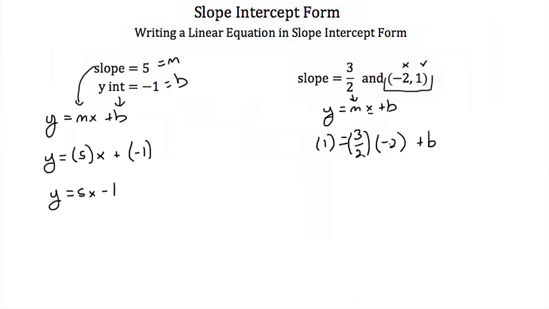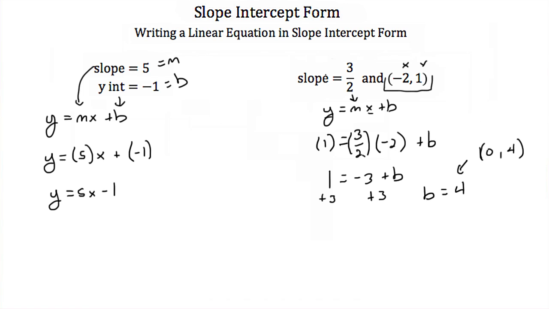Now 3/2 times -2 is -3, which is equal to 1. And we have our b. So we'll add 3 to both sides. And we'll find out our b is 4. This means our y-intercept occurs at 0, 4.